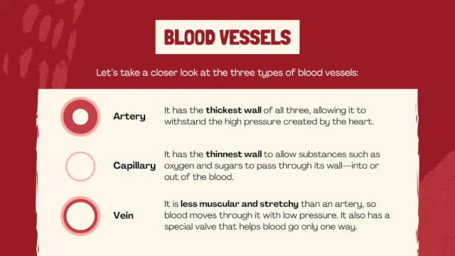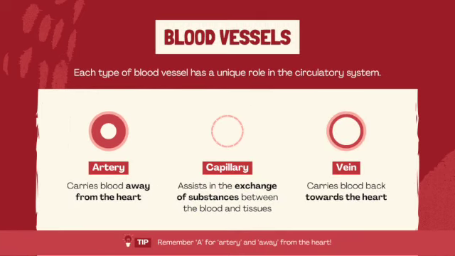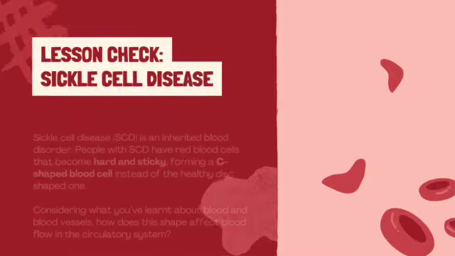Blood vessels. Each type of blood vessel has a unique role in the circulatory system. An artery carries blood away from the heart. A capillary assists in the exchange of substances between the blood and tissues. A vein carries blood back towards the heart. Here is a tip. Remember, A for artery, and away from the heart.